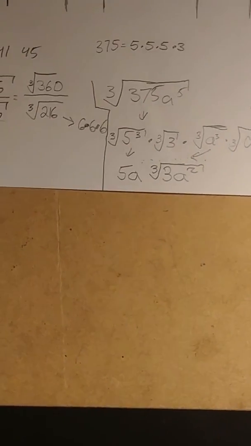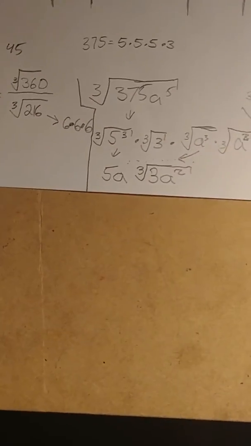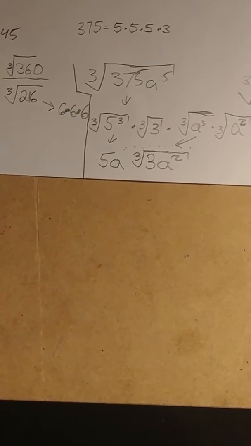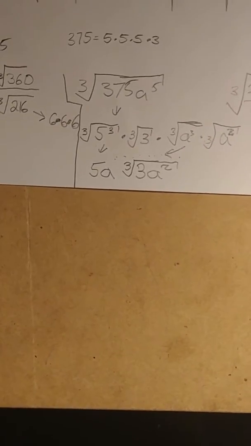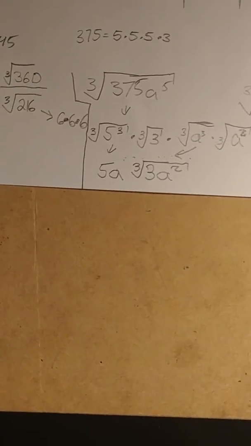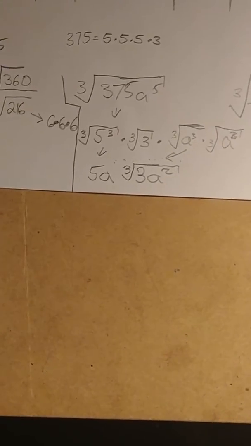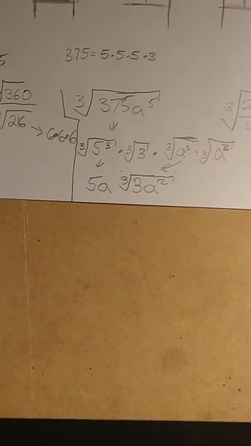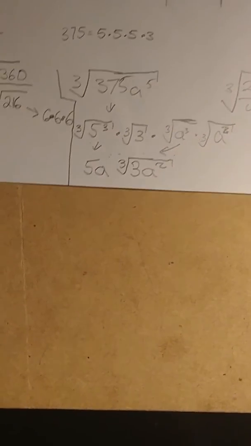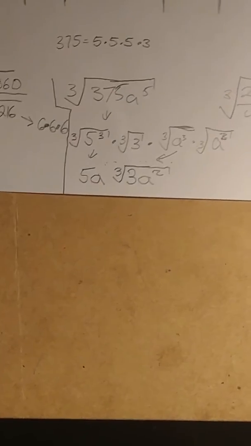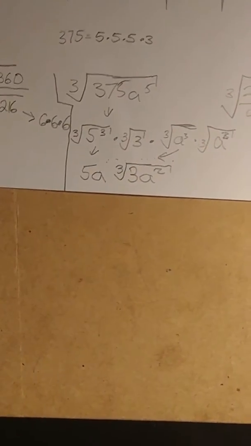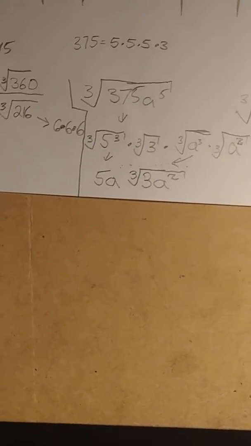Okay, for problem 41, we have the cube root of 375a to the 5th. If you do some prime factorization, you'll find that 375 is 5 times 5 times 5 times 3. And those three 5s are exactly what we're looking for. Again, just like in square roots, we looked for pairs of numbers, things that were perfect squares. So here we're looking for perfect cubes, that is, triplets of numbers.